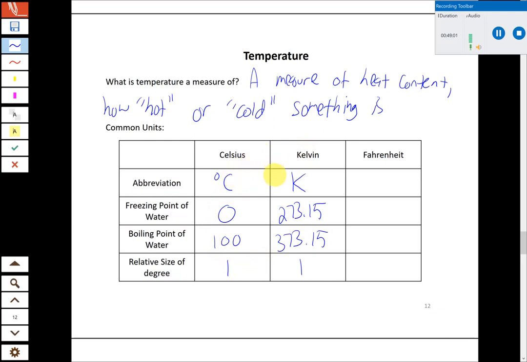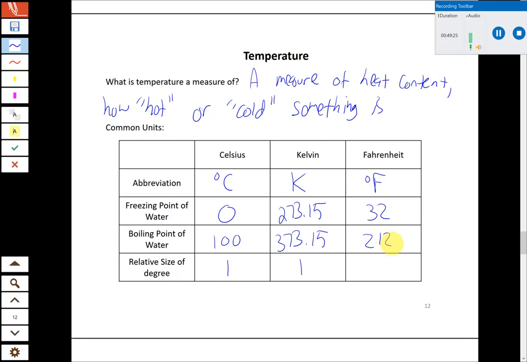Now, Fahrenheit is the weird one that we still use in the United States, which I've been disappointed about my whole life, but it doesn't seem to be changing anytime soon. So it's going to be abbreviated as degrees Fahrenheit, degree F. And as you probably know, because you've dealt with this for most of your lives if you've lived in the United States, the freezing point of water is 32 Fahrenheit, the boiling point of water is 212.